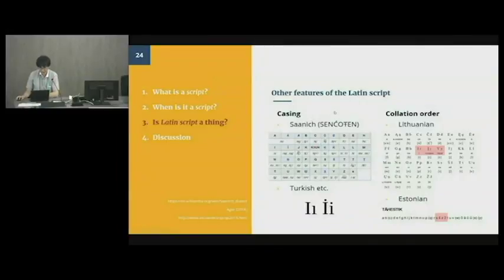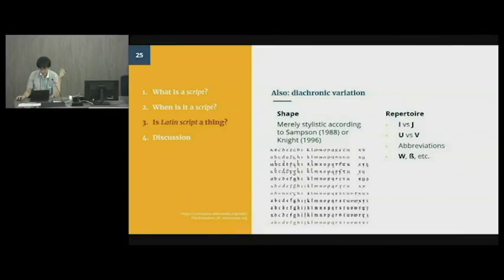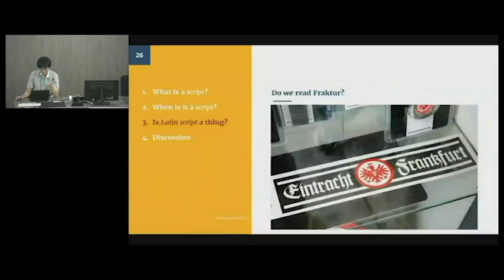And other features like casing and collation order are also diverse. So can we maintain the consistency, consolidation, or that kind of thing? Also, I would like to question the diachronic variation, which was traditionally thought merely stylistic according to the literature. The historical Latin script has many repertoire changes, like I versus J or U versus V, or recently also uppercase eszett. So is it really stylistic, or a kind of allograph?